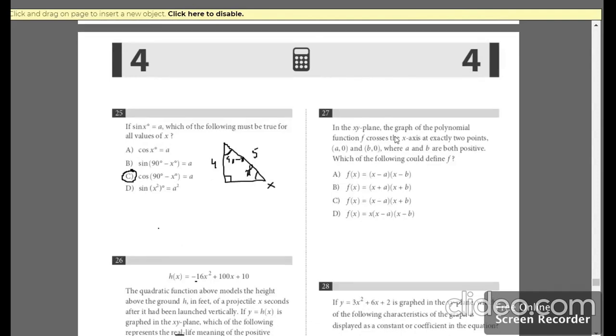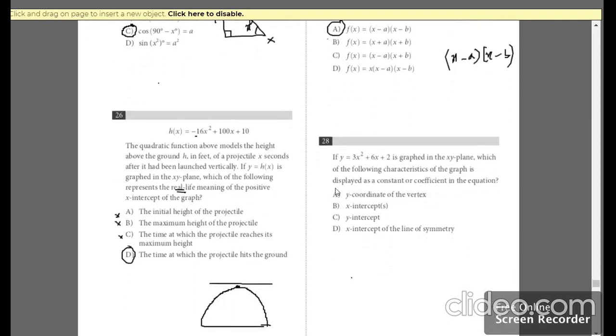In the xy plane, the graph of the polynomial function f crosses the x-axis at exactly 2 points. Those 2 points are given, that is the zeros of the quadratic or the parabola. Both are positive. So when both are positive, we know that when we write it and represent it, it's going to be x minus a and x minus b. If it touches the x-axis on the positive side, definitely, because they have told us the clue is positive. Had it been negative, it would have been the opposite side. So option A is your correct answer.